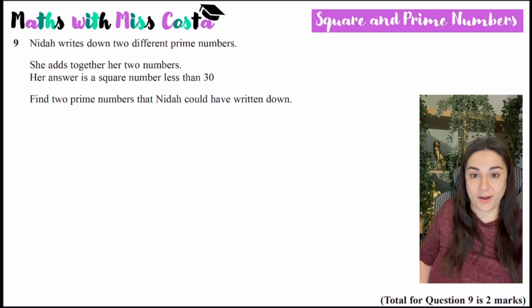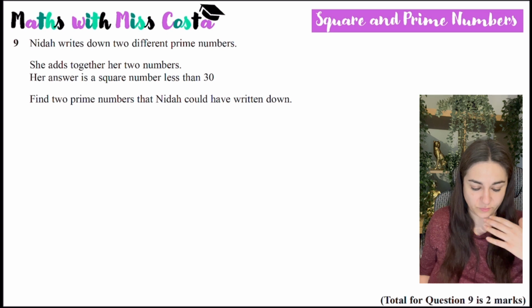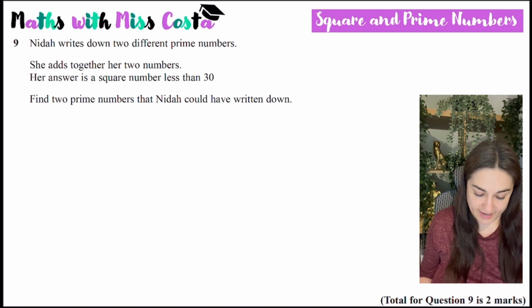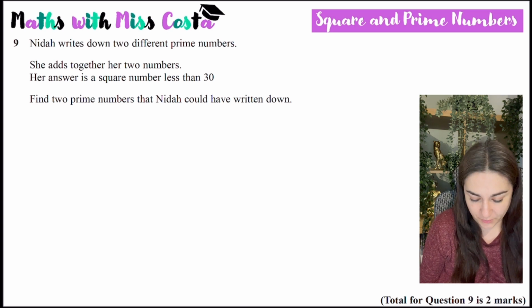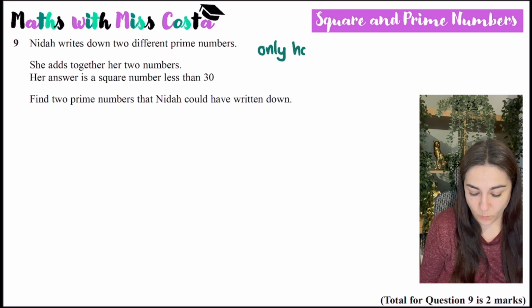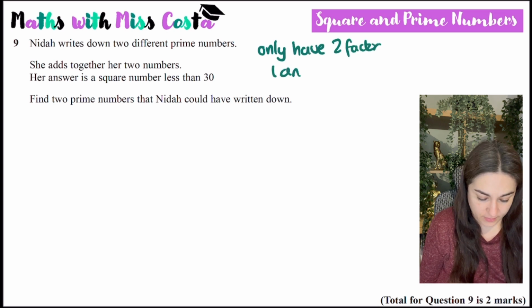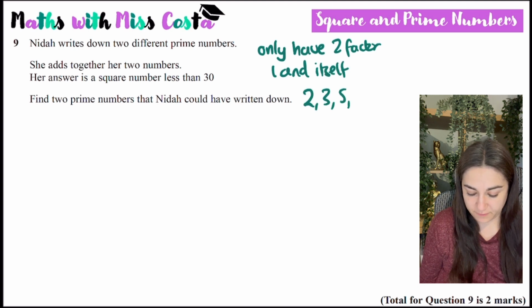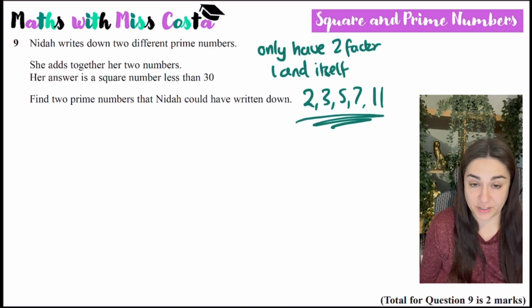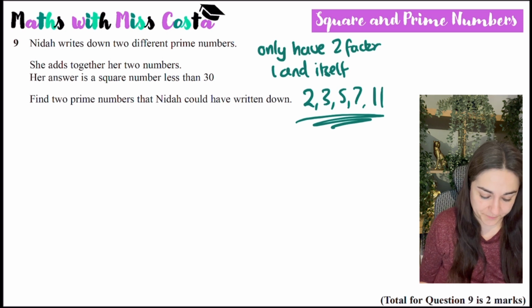Next, I've got a prime number question. So Nida writes down 2 different prime numbers, and remember, the prime numbers are numbers that only have 2 factors, 1 and itself. So the first few prime numbers are 2, 3, 5, 7, 11, and these are things that you should kind of memorize and know off by heart.